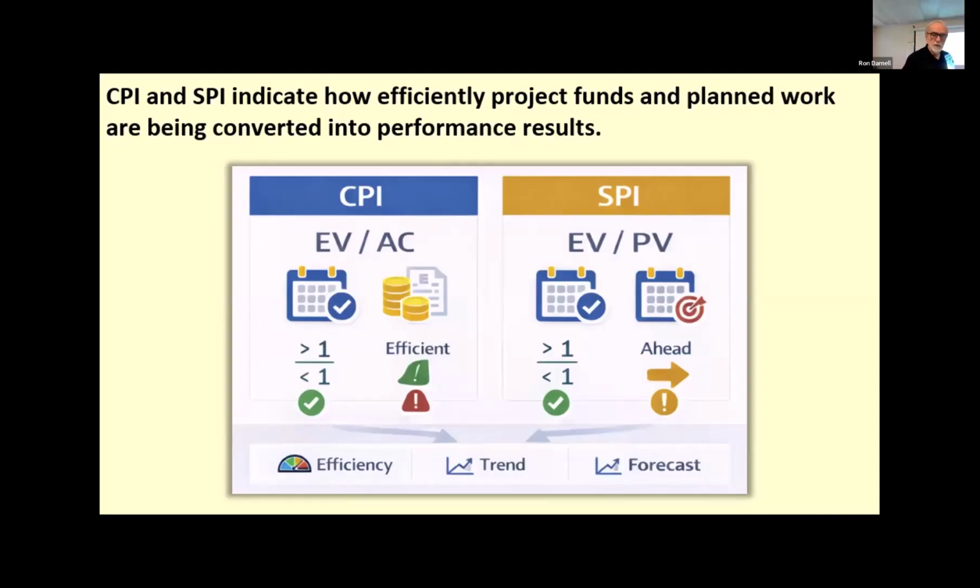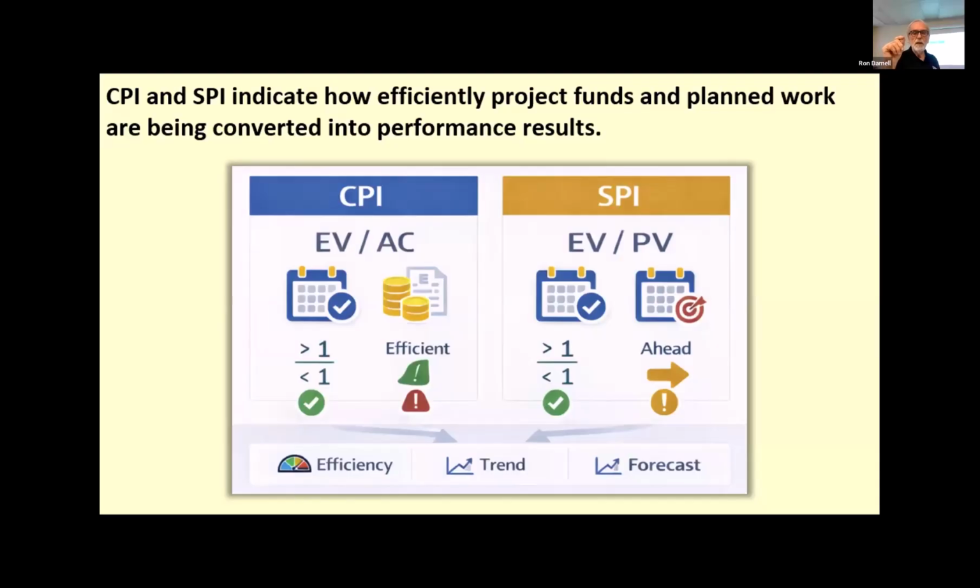Cost performance index, or CPI, is calculated as earned value divided by actual cost. And it shows how efficiently project funds are being used. A CPI of greater than 1 indicates the project is getting more value from each dollar spent than expected. A CPI of less than 1 indicates weaker cost efficiency. In practical terms, CPI helps answer whether what we're spending is producing value at an acceptable rate.